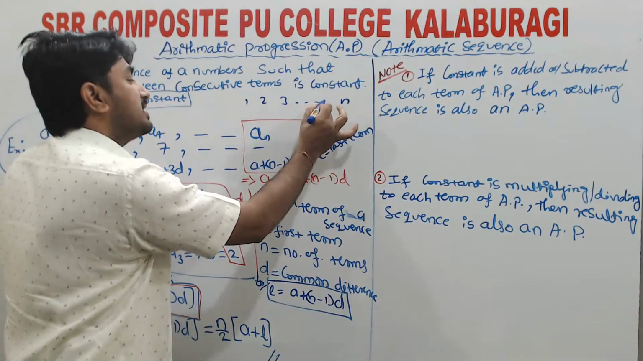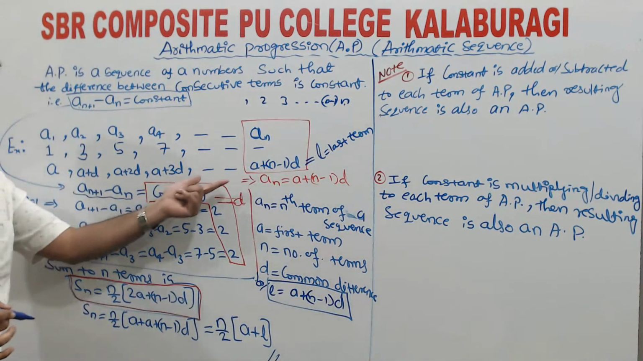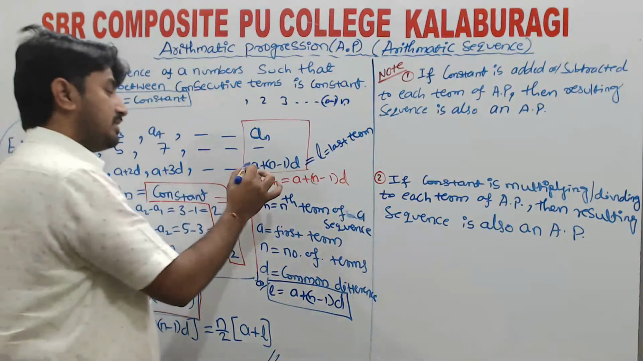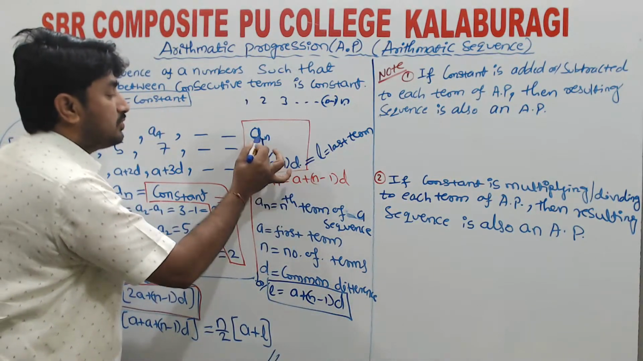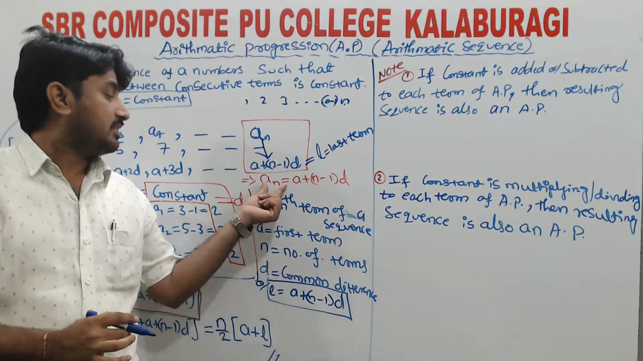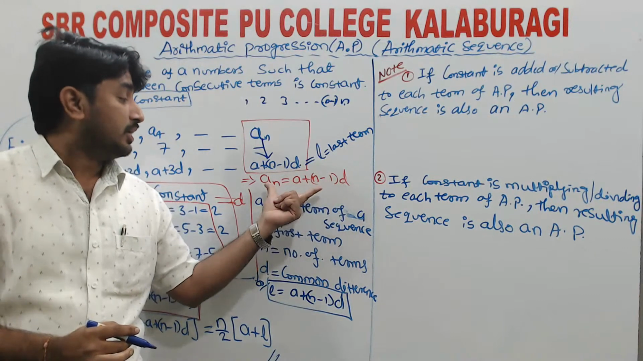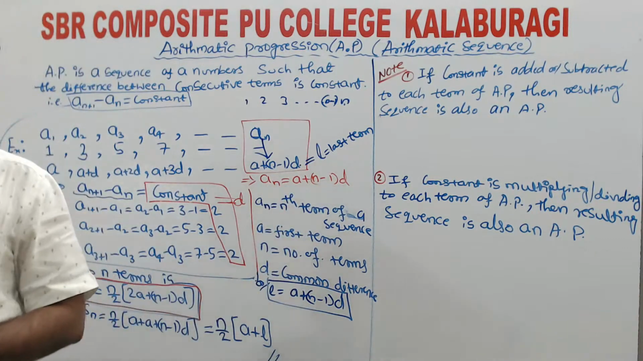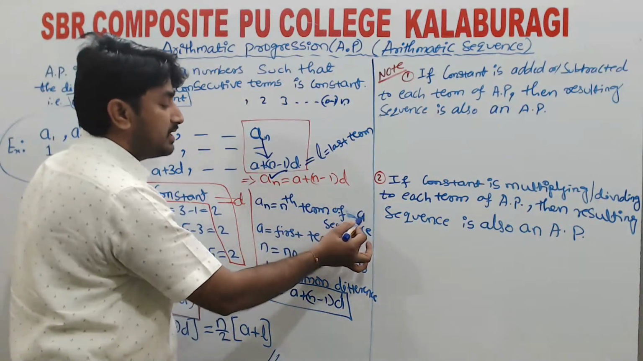For the nth term, its previous term is the (n minus 1)th term. Since the nth term is equal to this number, therefore I am taking a plus (n minus 1) into d. Therefore, the nth term is equal to what? a plus (n minus 1) into d. That's why I am taking the formula a(n) equal to a plus (n minus 1) d to calculate the nth term. Here a(n) means the nth term of a sequence.